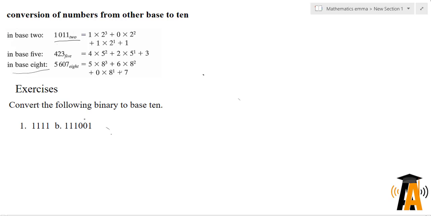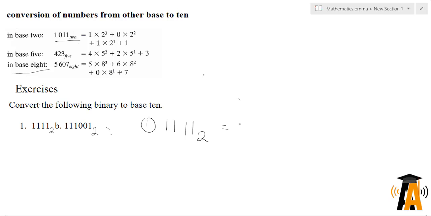So let's look at these examples quickly. We need to convert the following binary to base 10. So let's take note of this, that in binary, it means what? It is in base 2, but it's usually not written. So let me help you to put it like this. So we have 1 1 1 1. It's binary, which is in base 2. So we want to convert it to base 10.